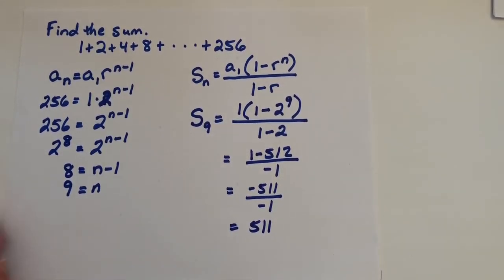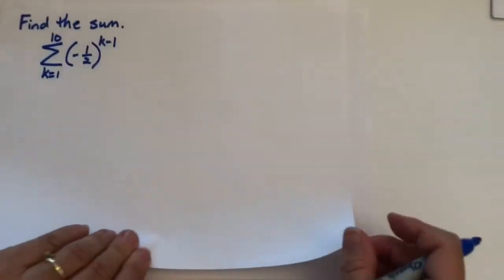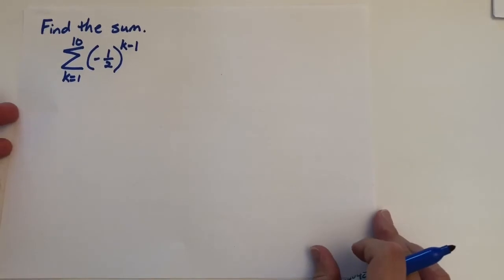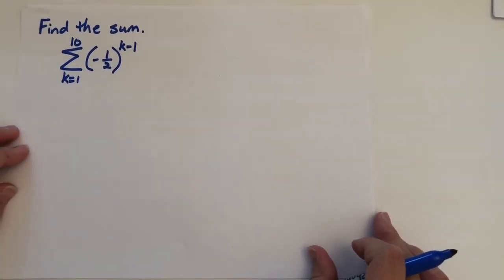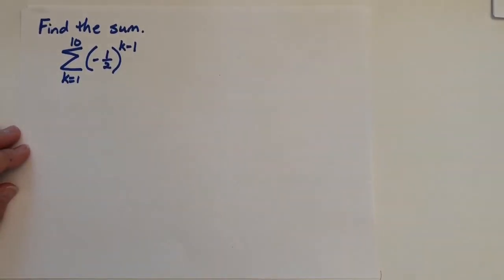Let's do one last problem. It looks like this. And I wanted you to see a problem where the r value is not an integer. There's no requirement that our r value be an integer. It can be a number like -1/2.